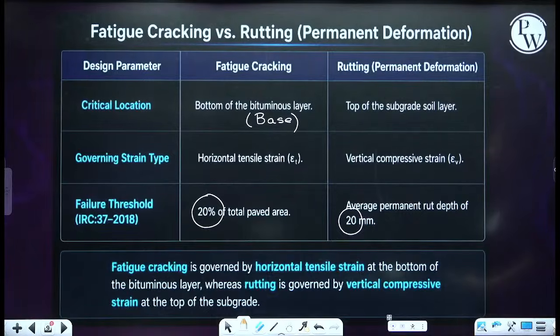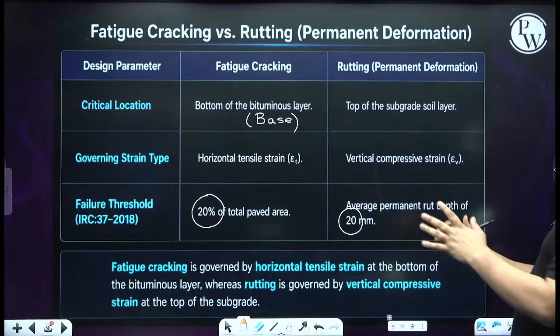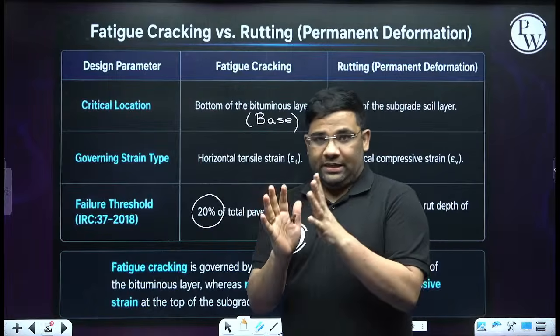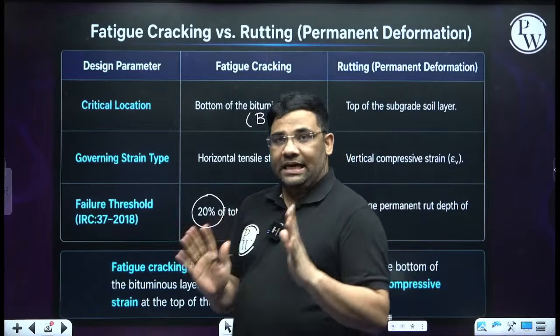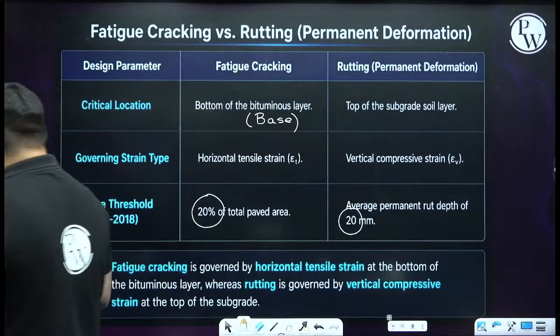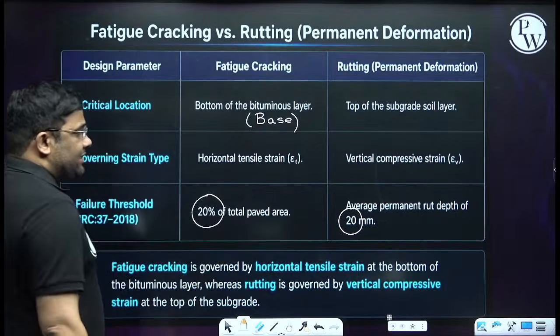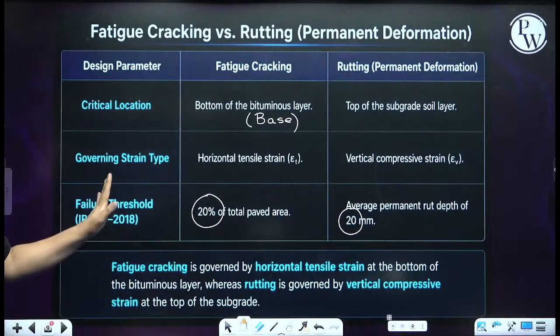So what is the percent total area? The 20% fatigue cracking. So when 20% of the area has cracked, we are considering that as your failure. And here the average rut depth is 20 mm. So this is a very important table for your GATE examination for theory.